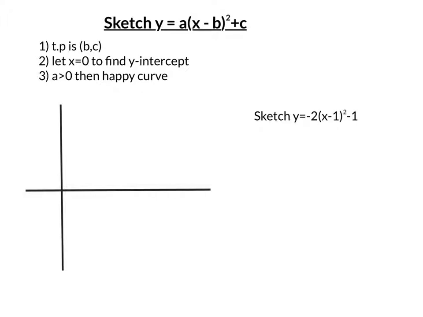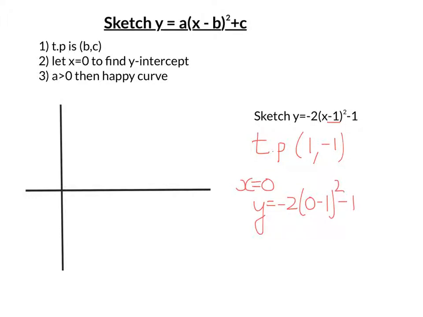Here's the second example. First let's find the turning point. The turning point for this one is 1. Remember, we change the sign for the one inside the bracket, but keep the sign for the one on its own. Find the y-intercept, so put in x equals 0. We're going to have y is equal to negative 2 (0 take away 1) squared minus 1. So y is equal to negative 2 times negative 1 squared minus 1. So y is equal to negative 2 times 1 minus 1. Negative 2 times 1 is negative 2. Take away 1 is negative 3.